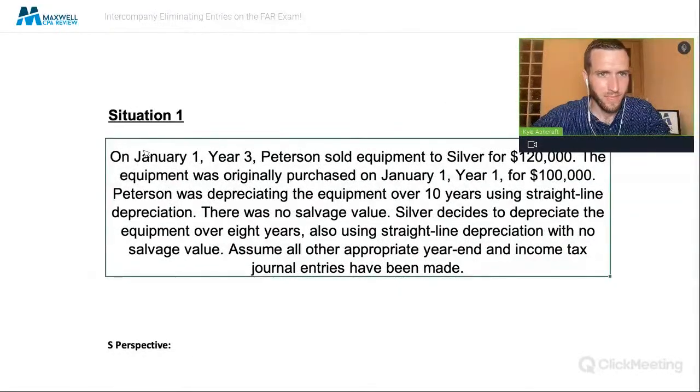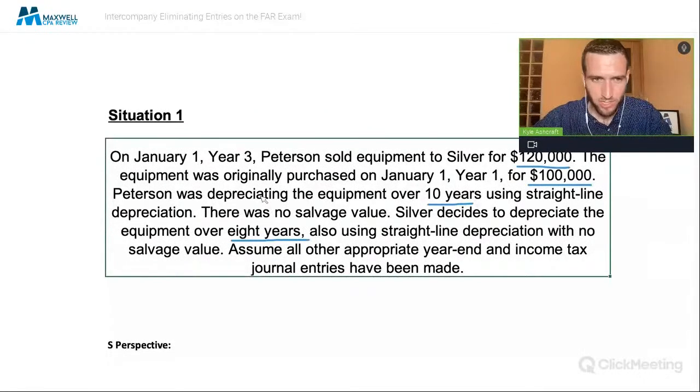All right. On January 1, year 1, Peterson, the parent, sold equipment to Silver for $120,000. The equipment was originally purchased on January 1st, year 1 for $100,000. This is a fixed asset transaction. We're going to try to reverse out this entry that happened. Peterson was depreciating the equipment over 10 years using straight line depreciation, no salvage value. Silver decides to depreciate the equipment over 8 years, also using straight line depreciation. Assume all other appropriate entries were made.